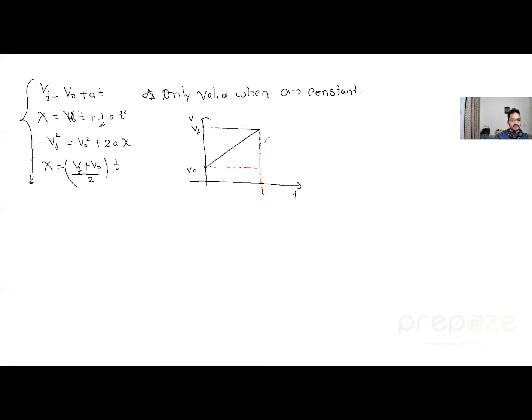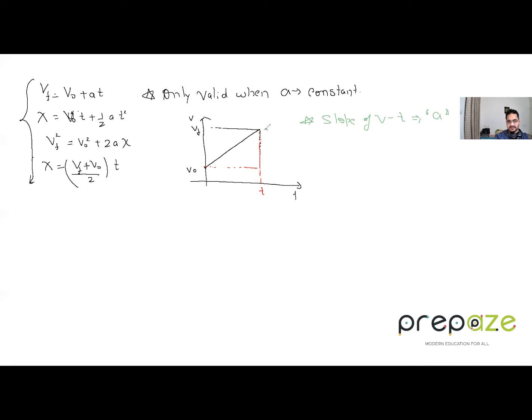What does the slope of a VT graph give? Very important point. The slope of a VT graph gives acceleration. You must be remembering that I told you that the slope of an ST graph is velocity. Now the slope of a VT graph is acceleration. Very important point.